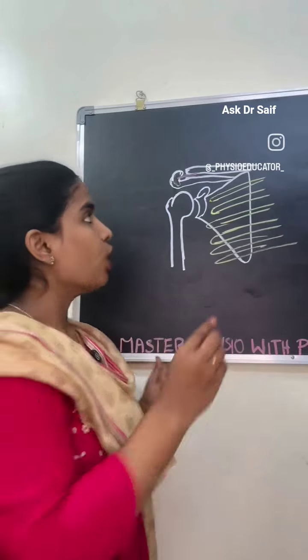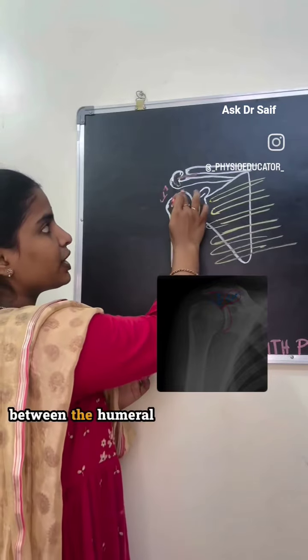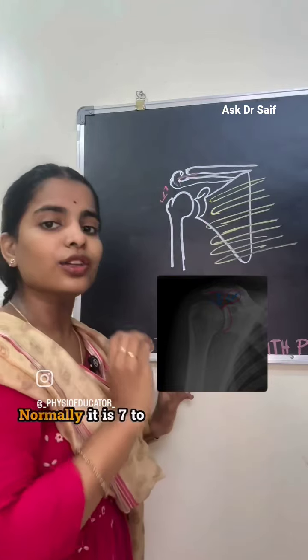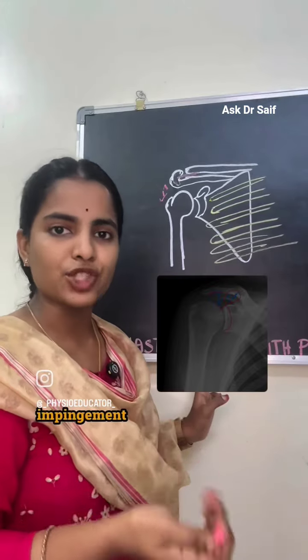Trick number 2, always look for the subacromial space, which is nothing but the distance between the humeral head and the acromion process. Normally it is 7 to 14 millimeters. If it is reduced, then it could be impingement syndrome.